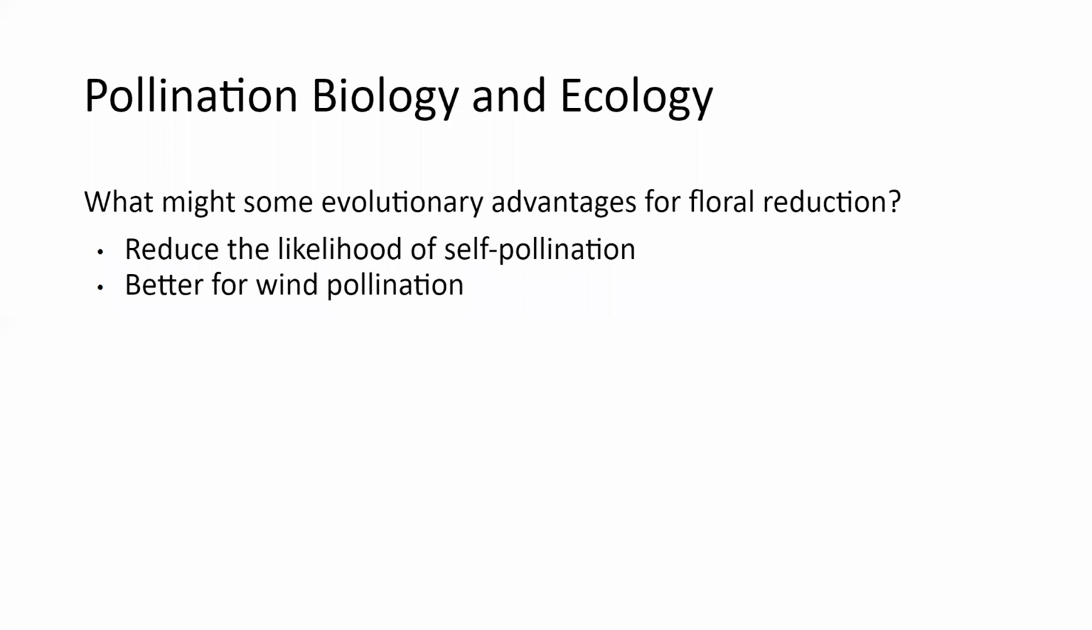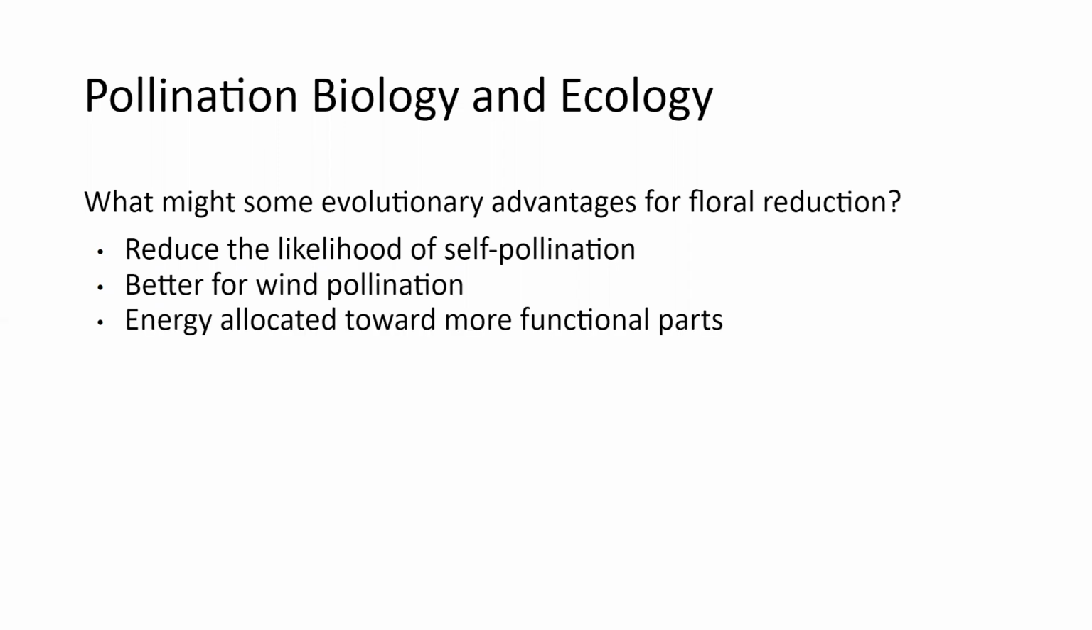If you don't have petals or other things in the way and you flower in early spring, you have a better chance for wind pollination. A lot of pollen can scatter in the wind in early spring before the leaves are out. We already talked about how you can allocate energy towards the more functional parts, right? The basic male and female flowers. So you could, for example, produce more pollen, or you could have a larger style, or maybe more ovules.